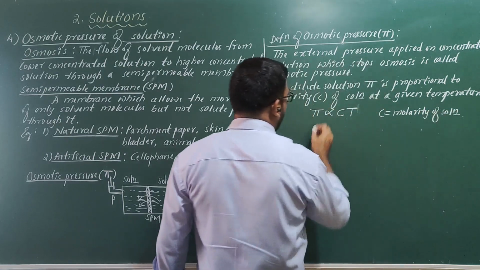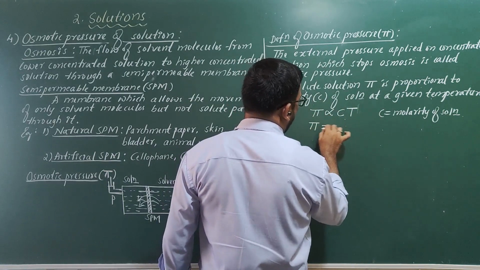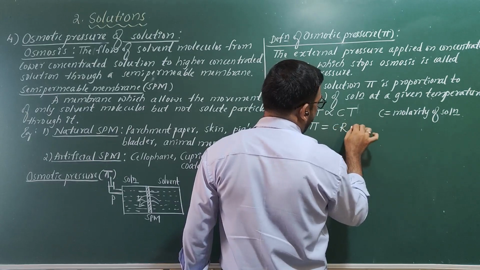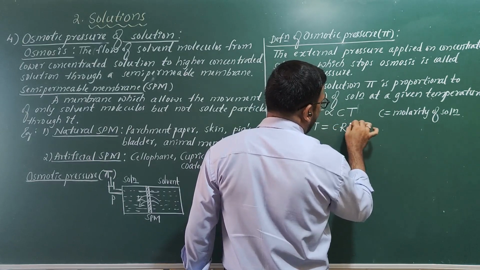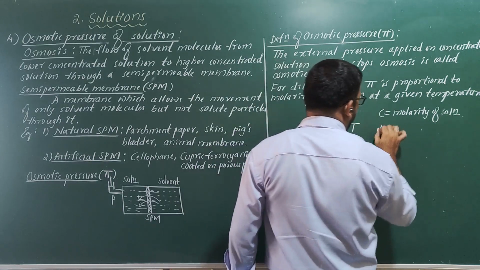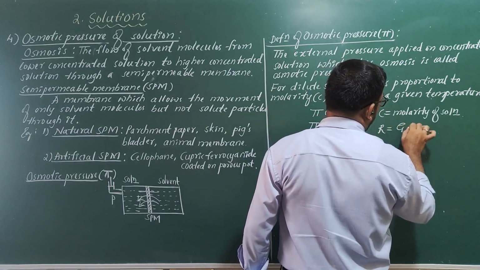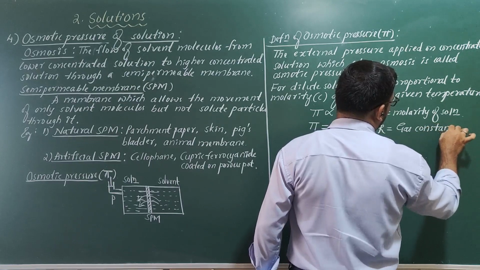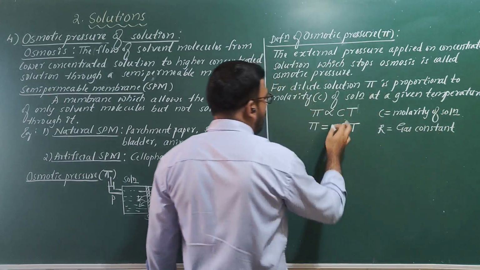So now, pi is equal to, let us take the proportionality constant, and that proportionality constant is capital R. So what is capital R? R is a gas constant.